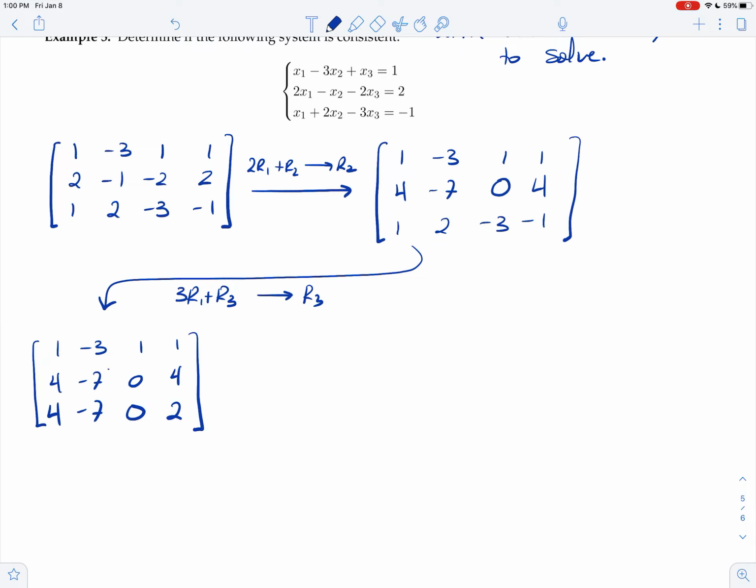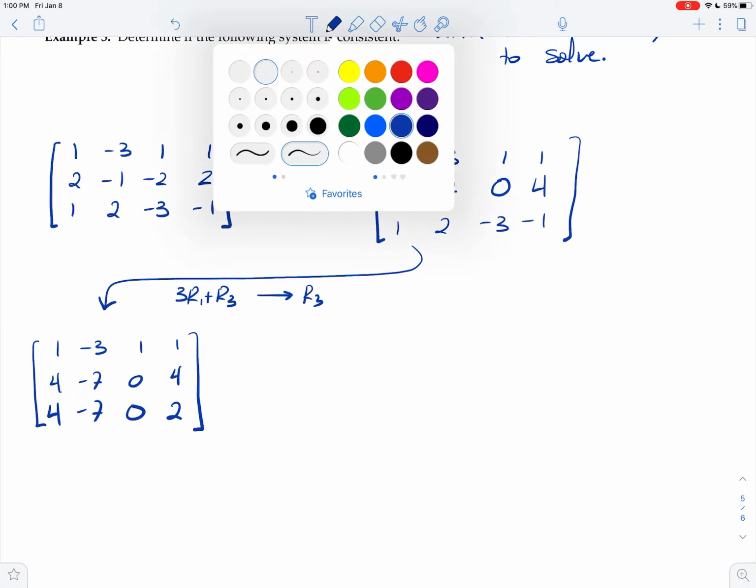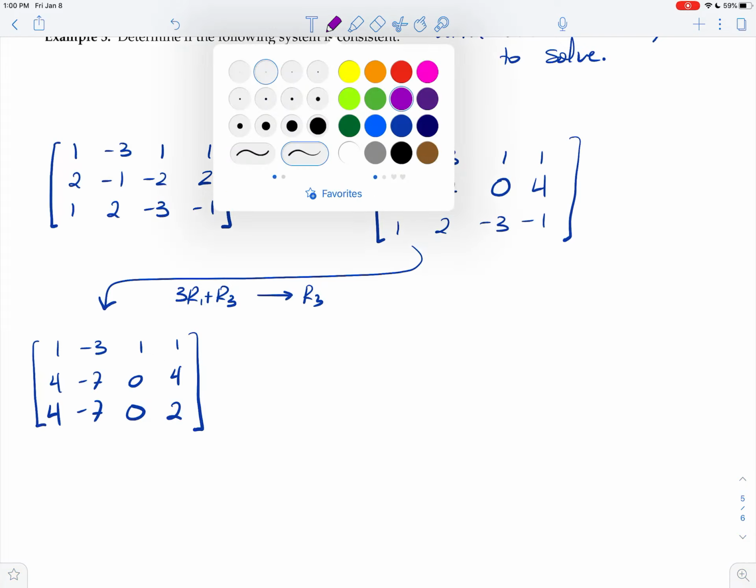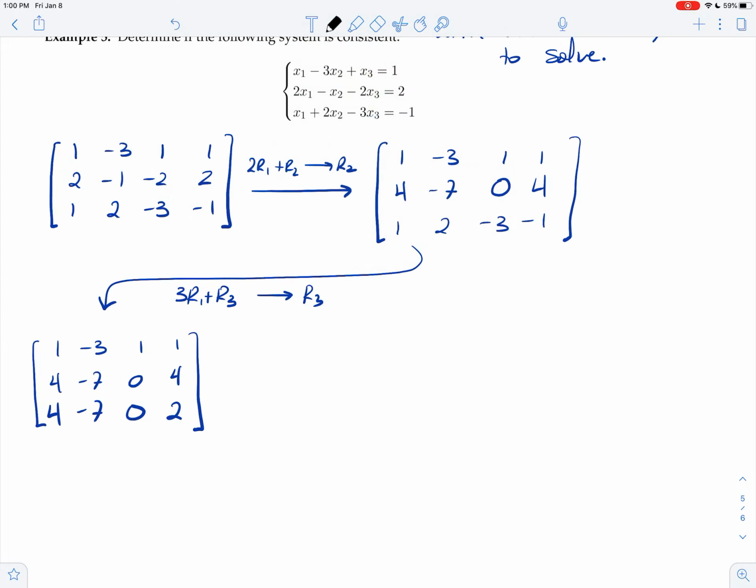Because on the one hand, you have the equation 4x1 minus 7x2 equals 4. On the other hand, you have the equation 4x1 minus 7x2 equals 2. That can't happen. So you can already see at this point the system is inconsistent, but I actually want to go a step further with you, because there's something that happens that's really clear when you know that there's no solution. So let's go one step further.